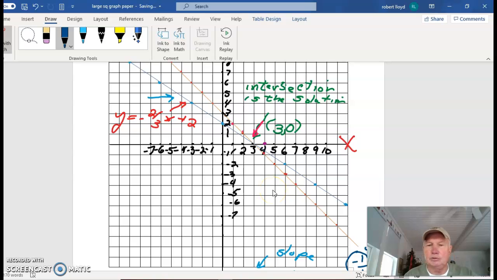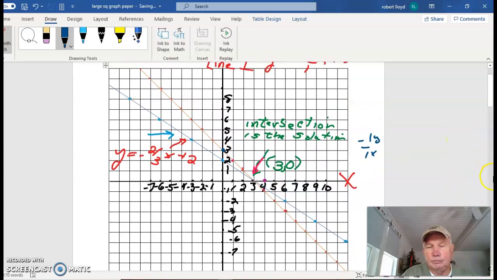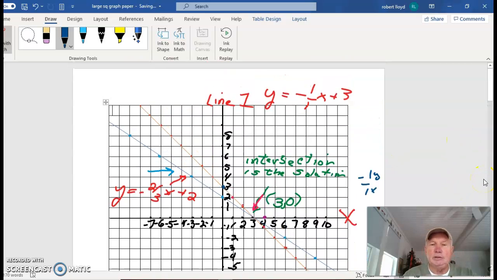So that means we're going to start our graph right there at 0, 3. Then we have our slope of negative 1 over 1, so that's the y and that's the x. We're going to go down 1 and over 1, down 1 and over 1. We can put a whole string of points here if we'd like. Then you connect the dots, and you have just graphed line 1.